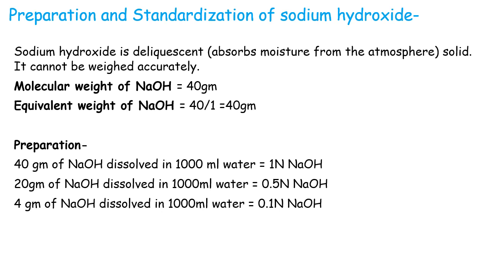For preparing 1 normal sodium hydroxide solution, just dissolve 40 gram of sodium hydroxide in 1000 ml water. And for preparing 0.5 normal sodium hydroxide, 20 gram of sodium hydroxide is dissolved in 1000 ml water. And for preparing 0.1 normal sodium hydroxide, only 4 gram of sodium hydroxide is dissolved in 1000 ml water. According to normality, the weight of sodium hydroxide that will be used for preparation can be calculated.